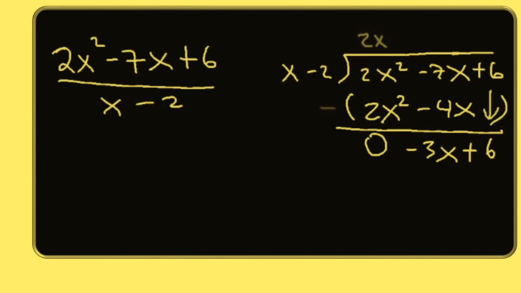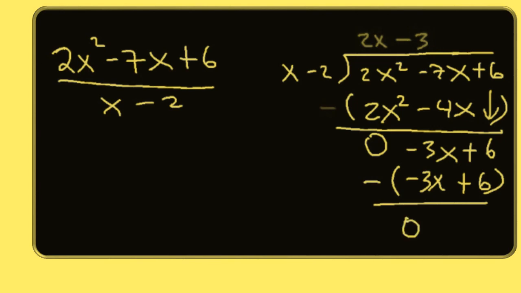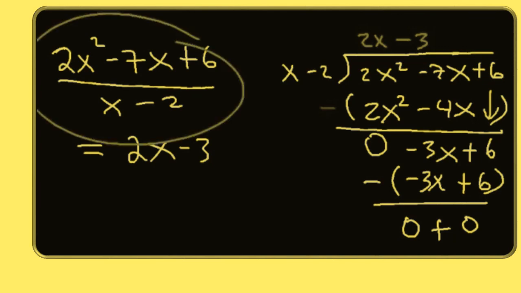So now let's divide it. Negative 3x divided by x is negative 3. Let's multiply: negative 3 times x is negative 3x, and negative 3 times negative 2 is positive 6. Now let us subtract: negative 3x plus 3x is 0. 6 minus 6 is 0. So the remainder is 0. Therefore, the quotient is 2x minus 3. That is how you can divide polynomial expressions using long division.